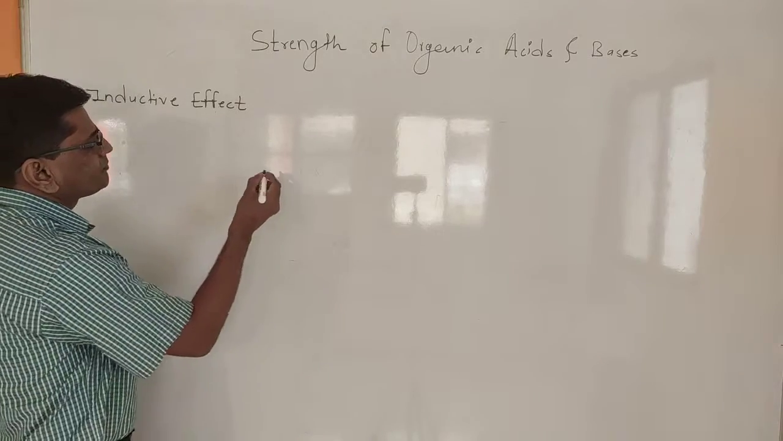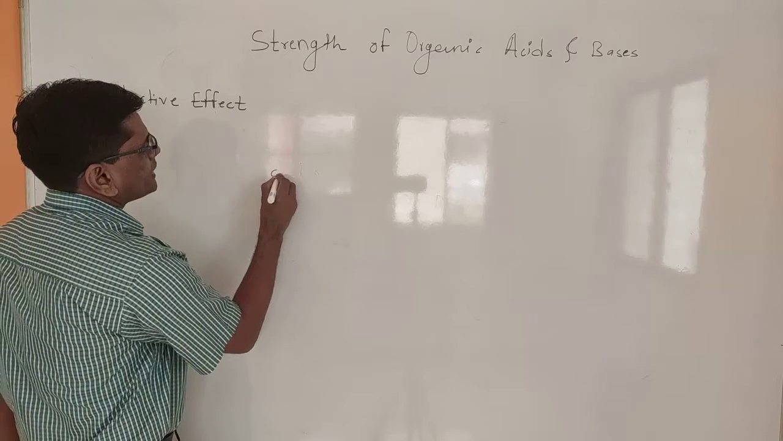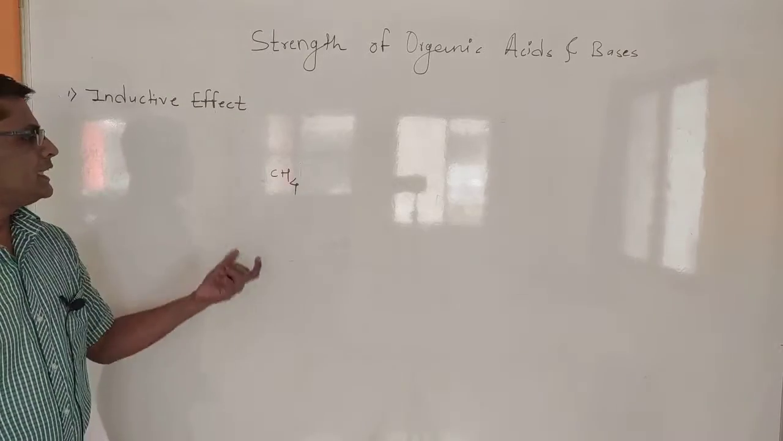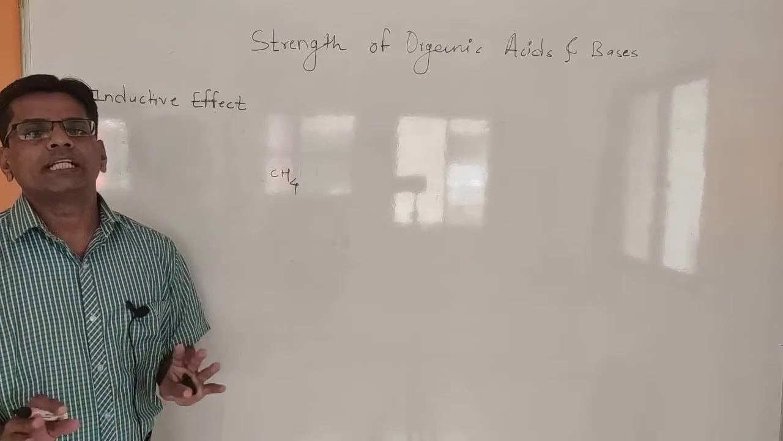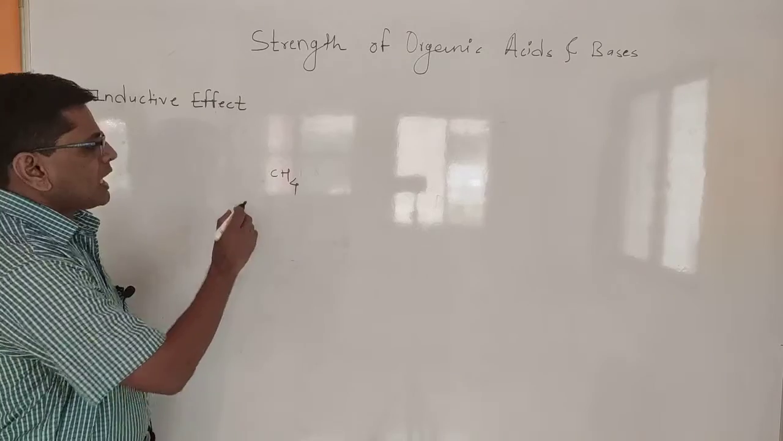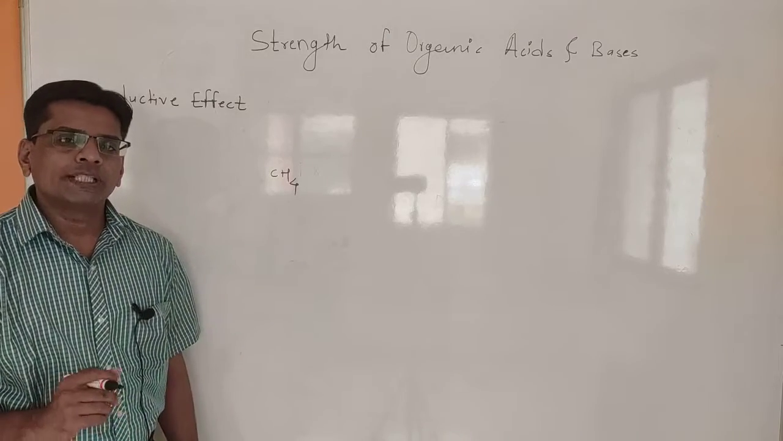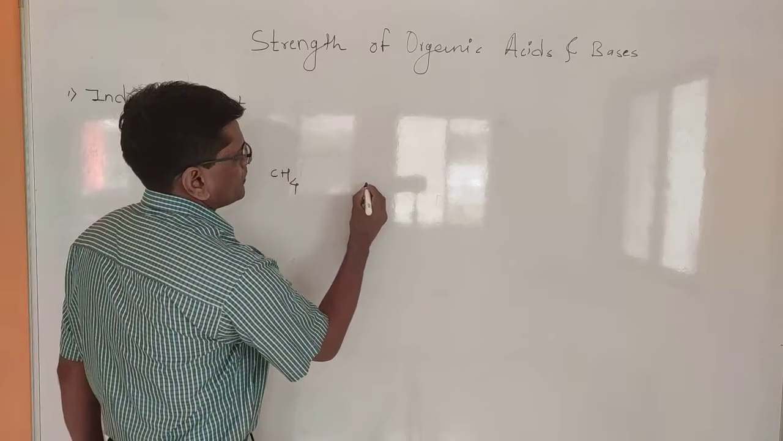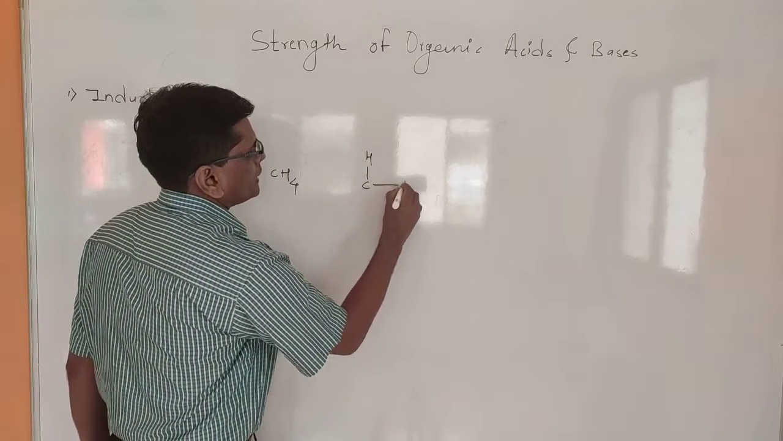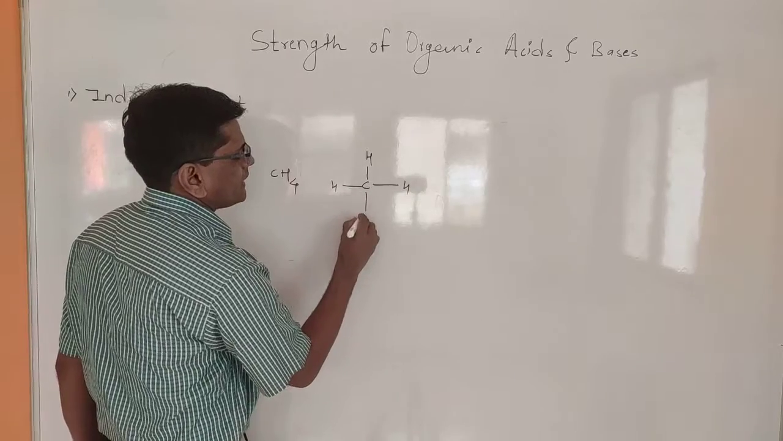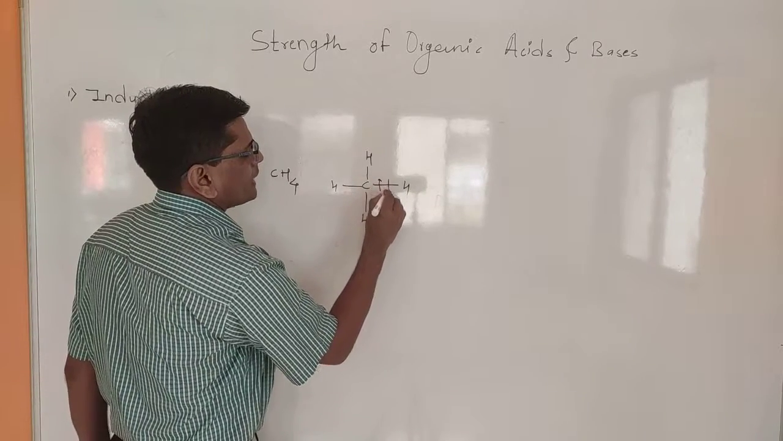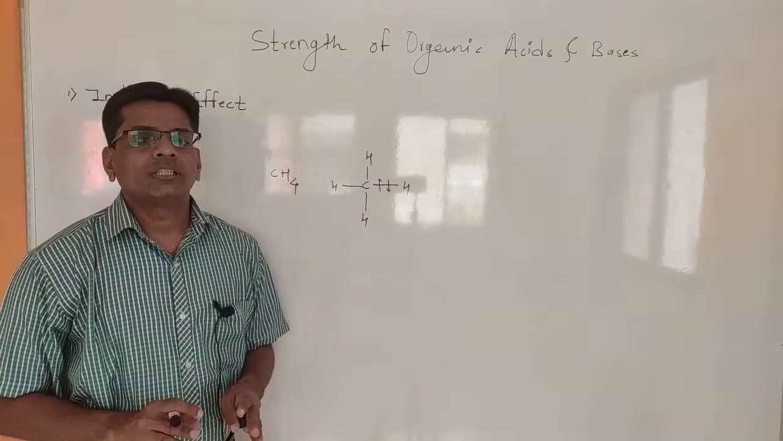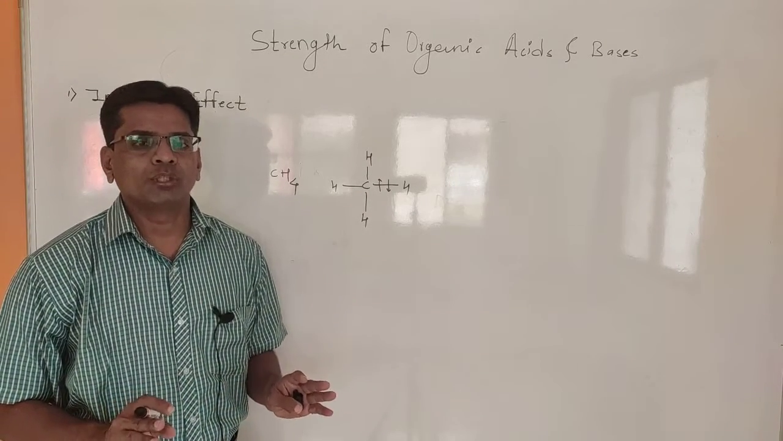For example, if we consider the CH4 molecule, then in the CH4 molecule there is no electronegative atom present. Carbon and hydrogen have almost equal electronegativity. Due to that, the electron pair present in this molecule is exactly in between carbon and hydrogen. So that's why this doesn't show any polarization in the molecule.